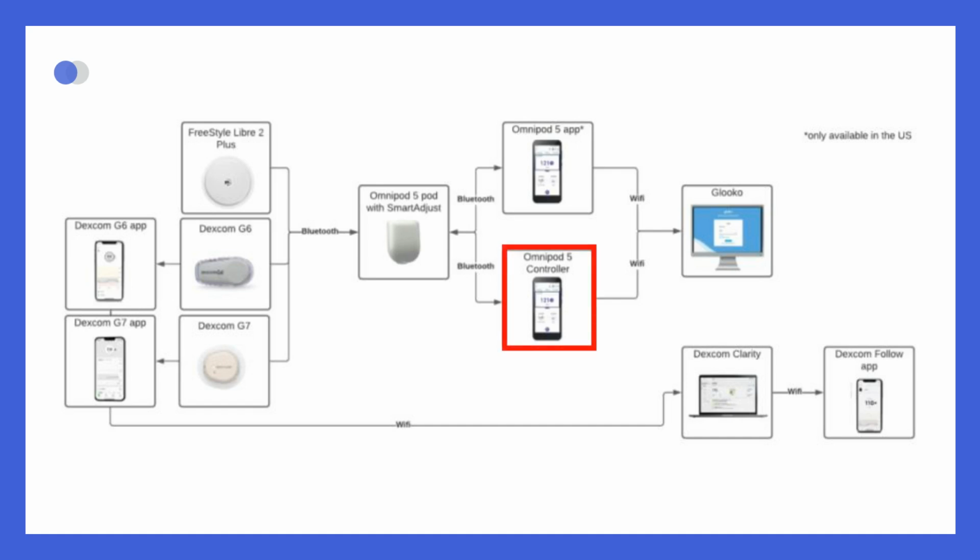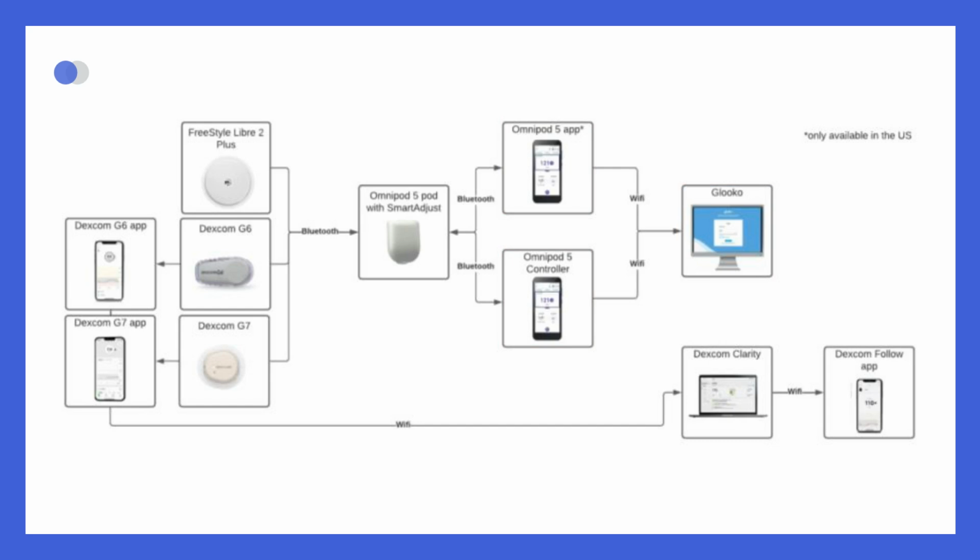The Omnipod 5 app on your controller or on your phone is continuously connected to your Glooko account and sends data to the cloud every 5 minutes, eliminating the need for manual data downloading. Healthcare providers can access this data through their professional Glooko account.